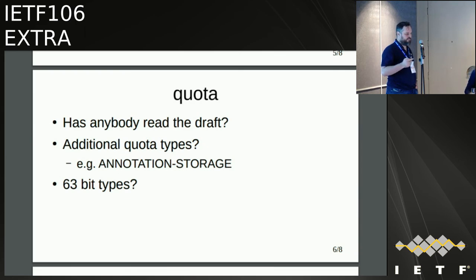Do we need to do an additional quota type for annotation storage separate from mail storage, or should you just combine all that into storage? I don't mind. If you have a compelling use case. And we are accounting it separately in our server at the moment, but there's no particular reason to do one way or the other.